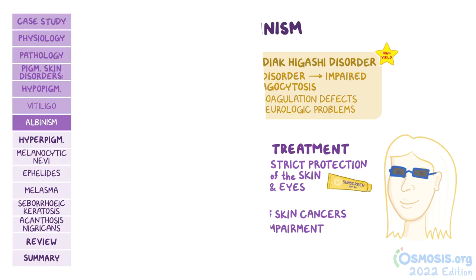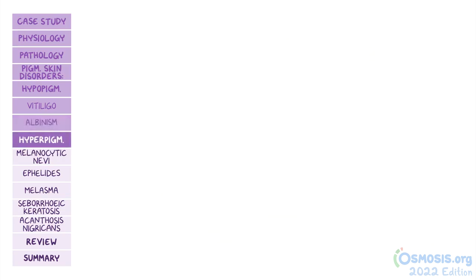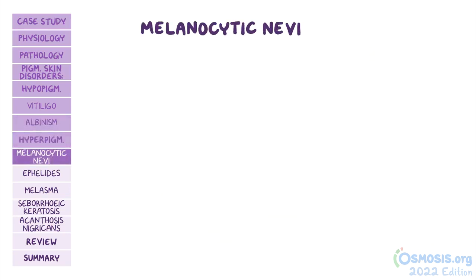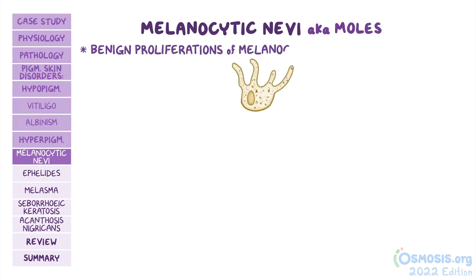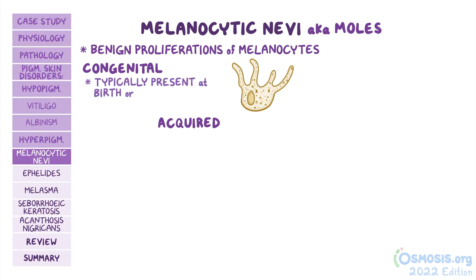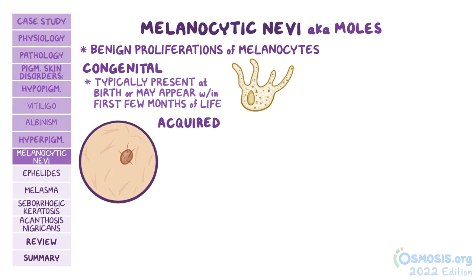Moving on to hyperpigmented skin lesions. The most frequent ones are melanocytic nevi, also known as moles, which are benign proliferations of melanocytes. Now, melanocytic nevi can be classified as congenital or acquired. Congenital melanocytic nevi are typically present at birth, or may appear within the first few months of life. One of the characteristic features of congenital nevi is that they usually have hair growing out of them.